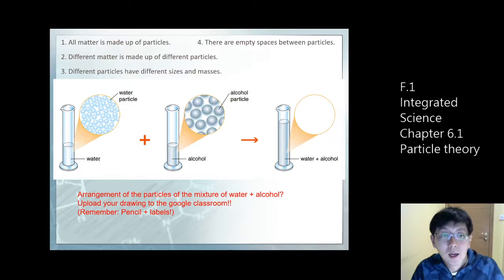Water is made of water particle. Alcohol is made of alcohol particle. They are different substances, though they are made of different particles. They have different size. The particle of the alcohol is larger. The particle of water is smaller. So if you mix them up, the water then go into the space between the alcohol particles. So that makes the total volume is quite different.